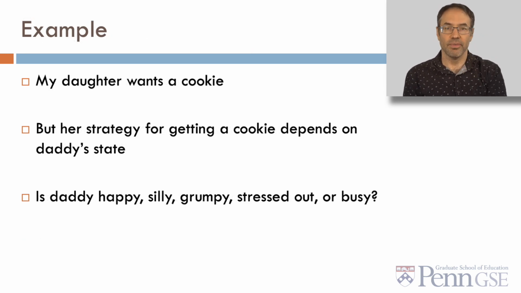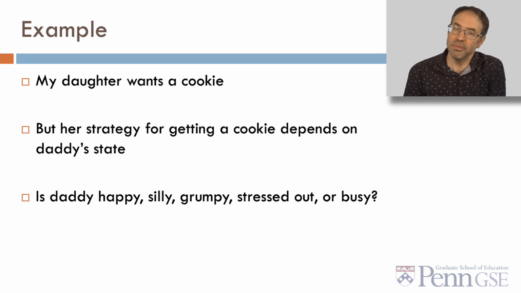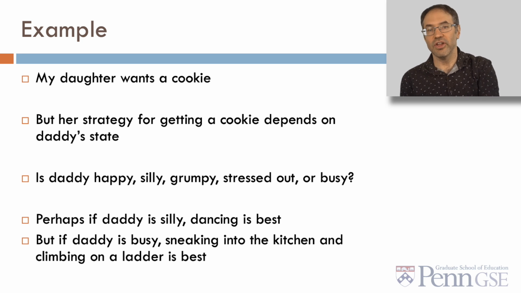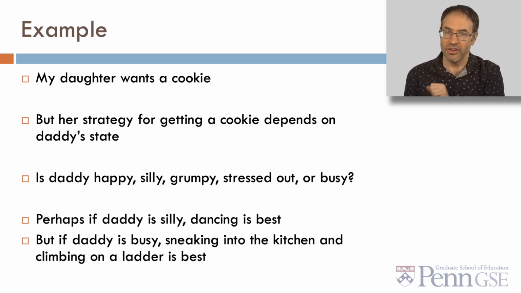Let me give another example. Maybe my daughter wants a cookie, but her strategy for getting a cookie needs to depend on Daddy's state. Is Daddy happy, silly, grumpy, stressed out, or just plain busy? Perhaps if Daddy is being silly, dancing is best. That'll get her the cookie. But perhaps if Daddy's busy, she needs to sneak into the kitchen and climb on a ladder and I won't even notice. That totally has never happened.